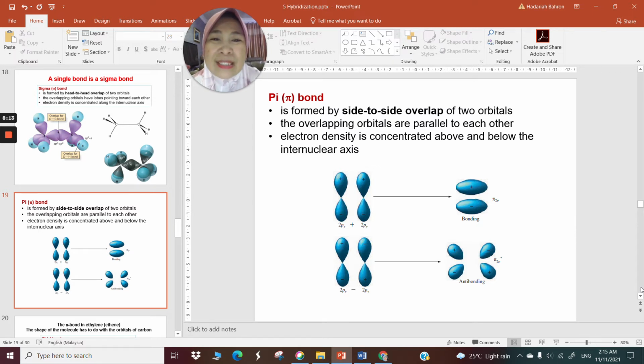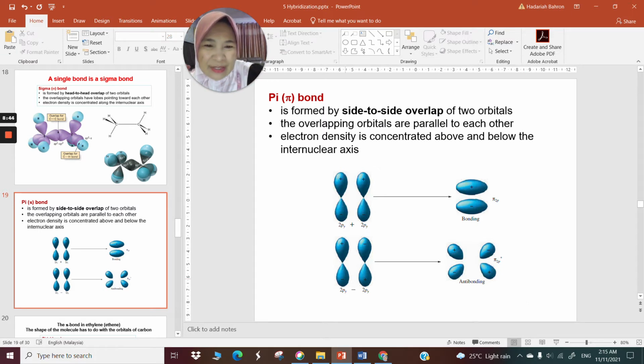It is through the side to side, not head to head. It's side to side overlap of two orbitals. Now, the overlapping orbitals are parallel to one another. They're not like the sigma. If you recall, the sigma bond is when the lobes are pointing towards each other, but for pi bond, the overlapping orbitals are parallel to one another.